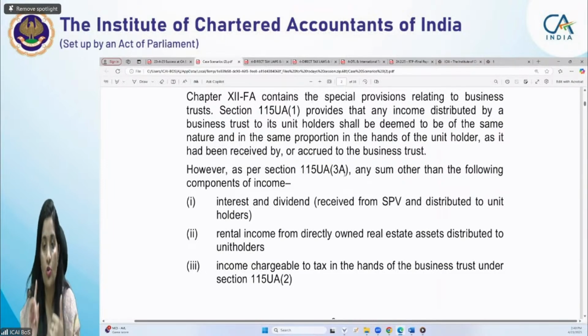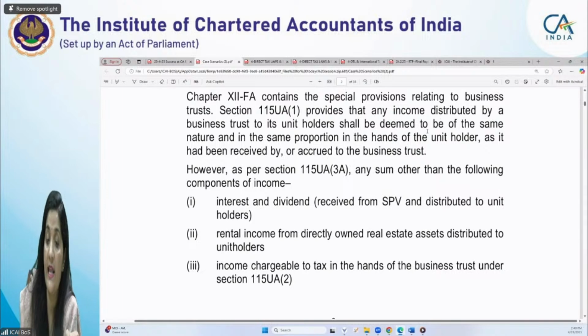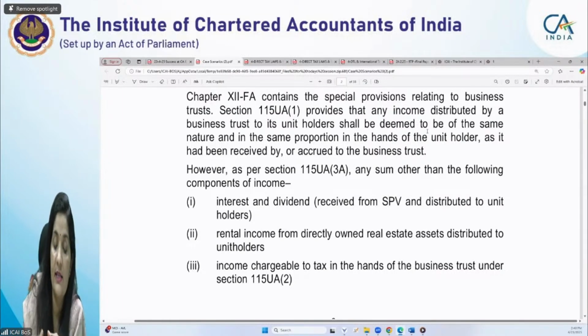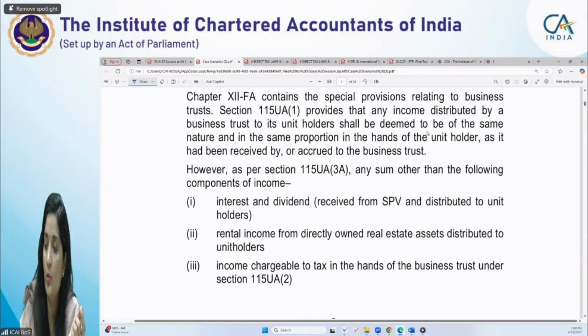ठीक है? So the pass-through status, यहाँ पे क्या बोला? In respect of whatever be the income which is chargeable, 115UA(1) provides that any income distributed by a business trust to its unit holders shall be deemed to be of the same nature and in the same proportion in the hands of unit holders as it is received or accrued by the business trust.